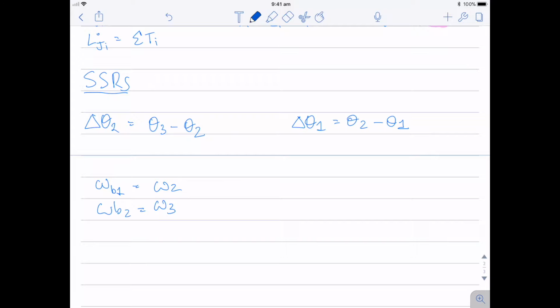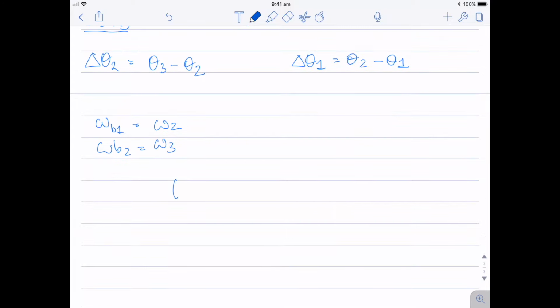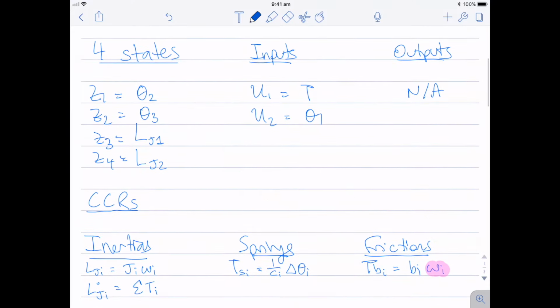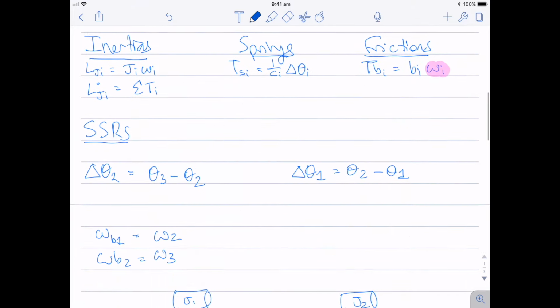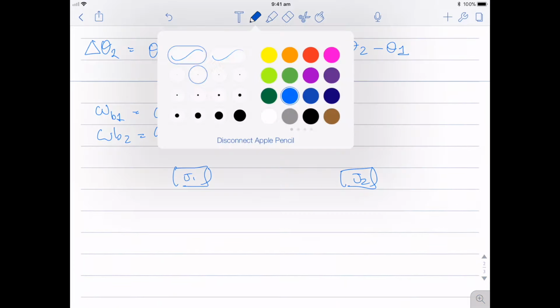Alright, finally we should draw our free body diagrams. So here is inertia J1, here is inertia J2. Which direction's positive for these guys? It is pointing toward the right in both cases. So we can draw that on.